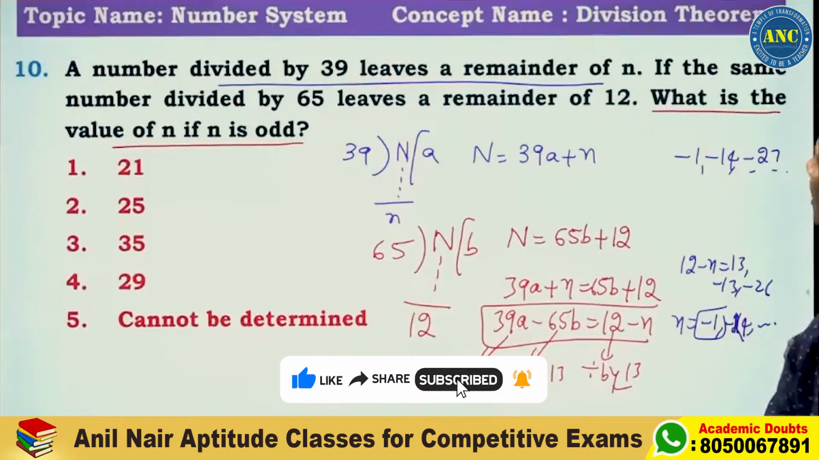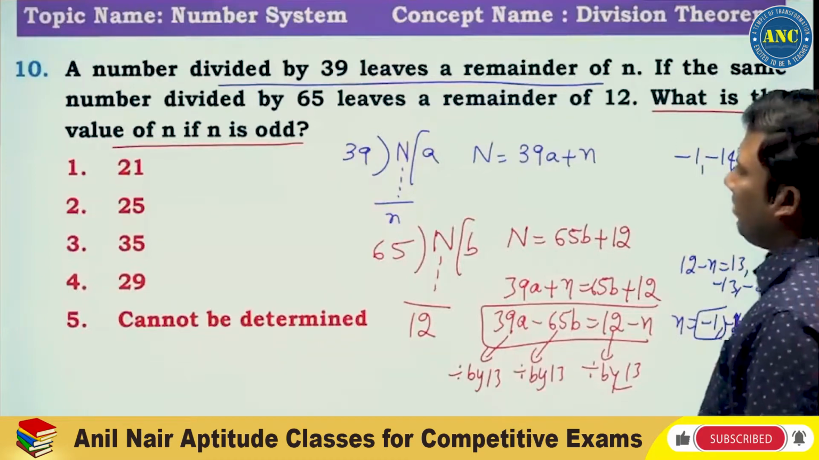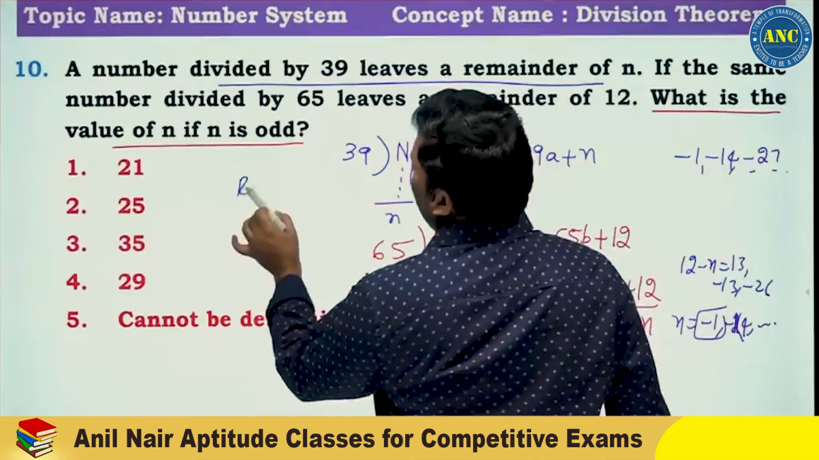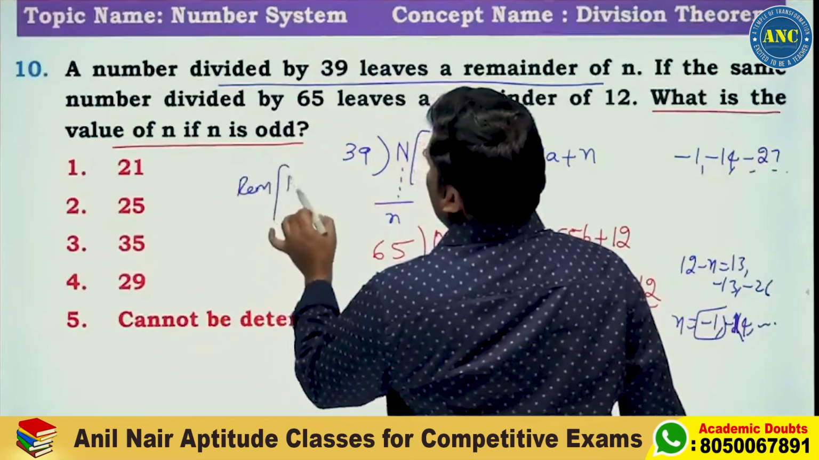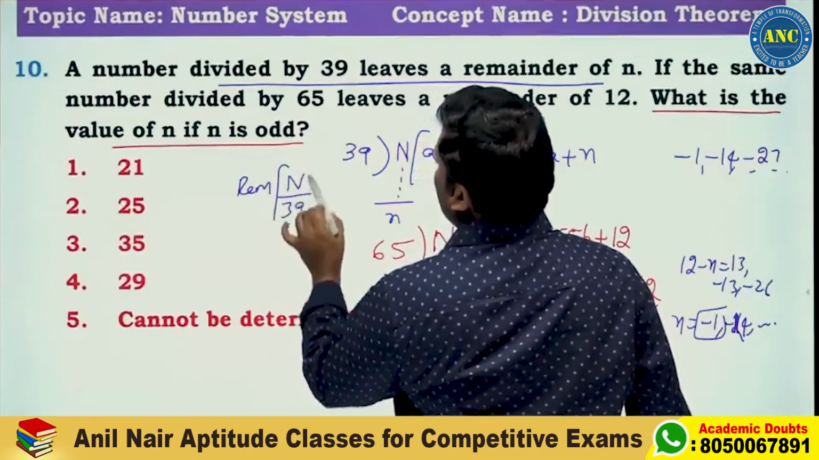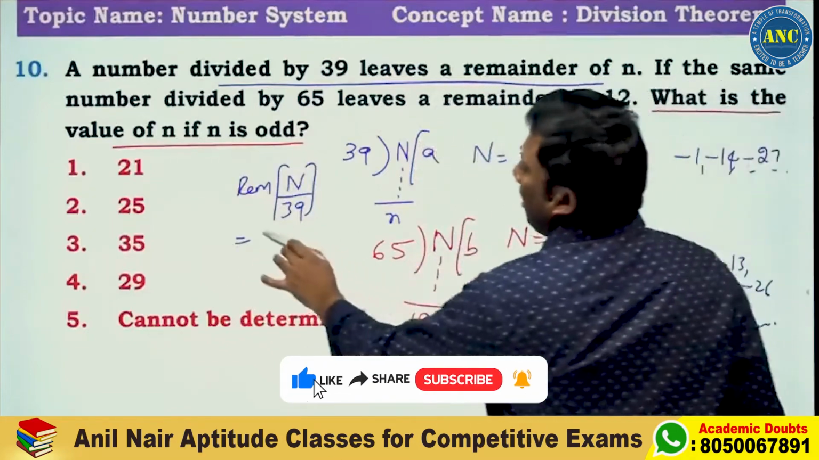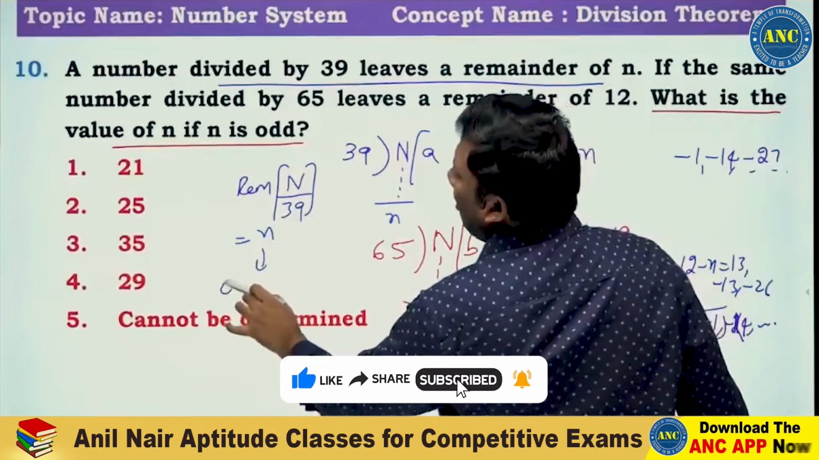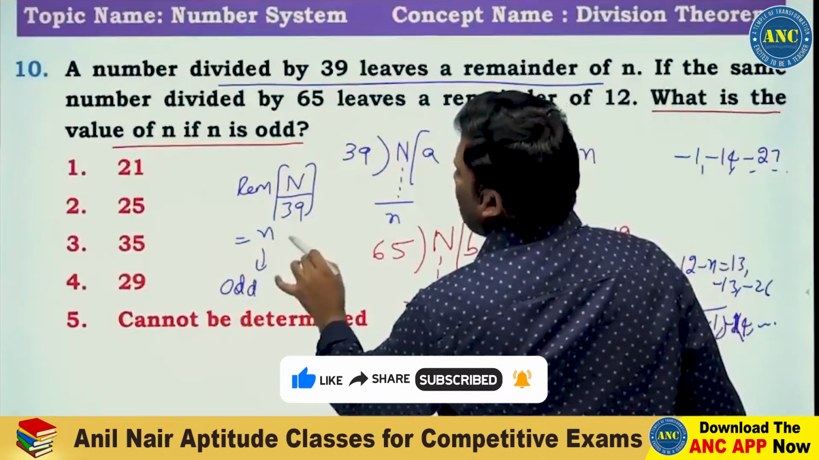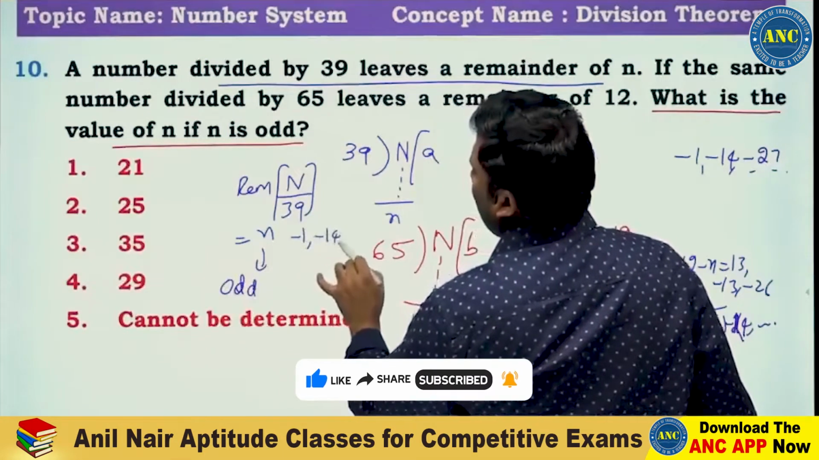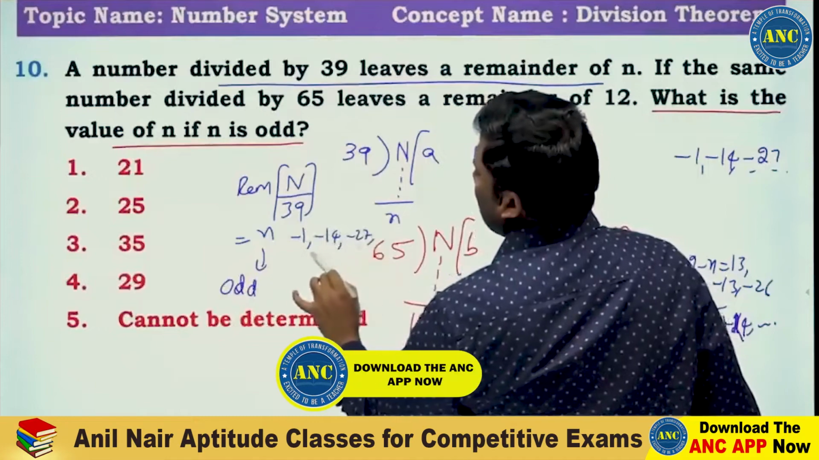What is the value of n? N is divided by 39 and the remainder is n. N is an odd number, right? So from here, all the cases we will get.